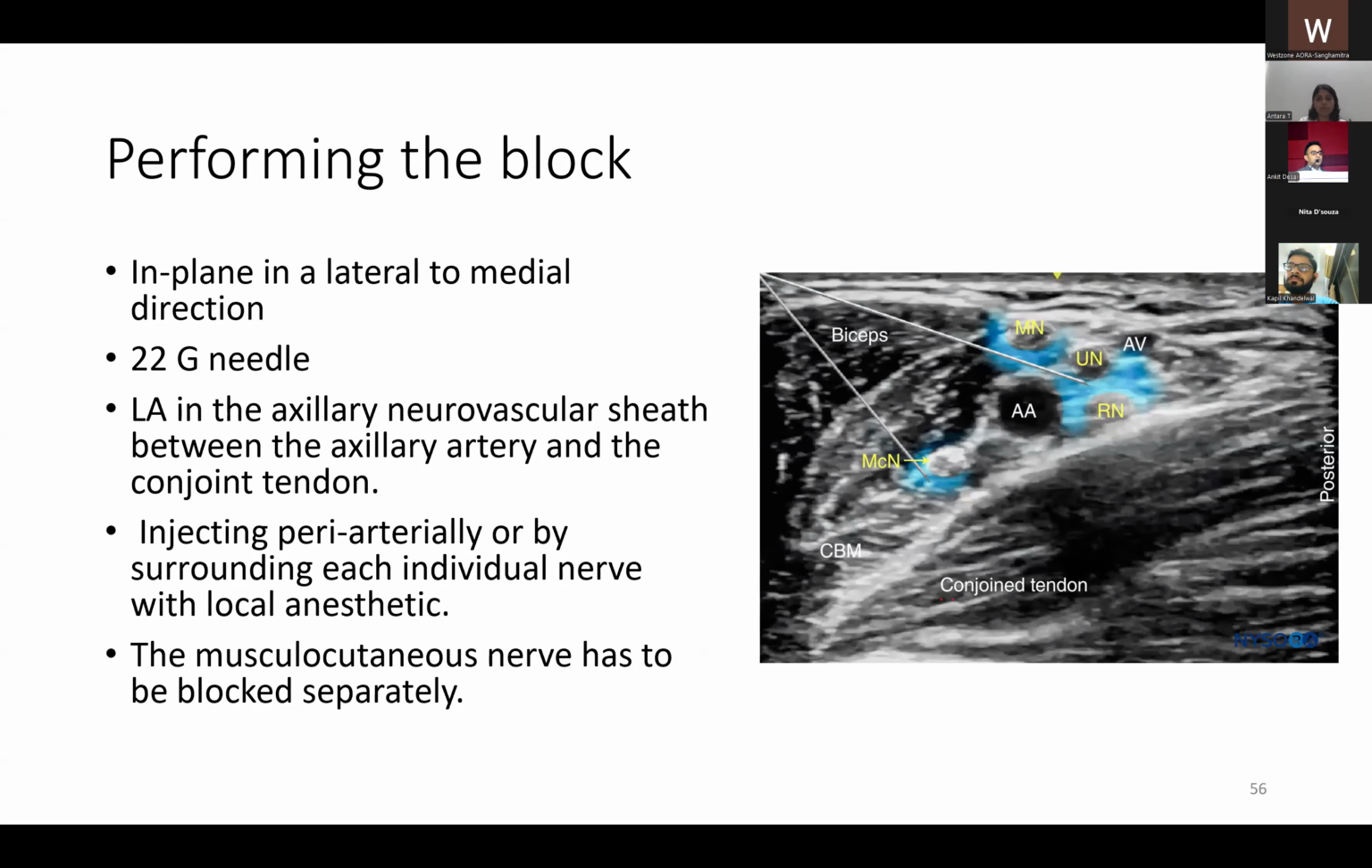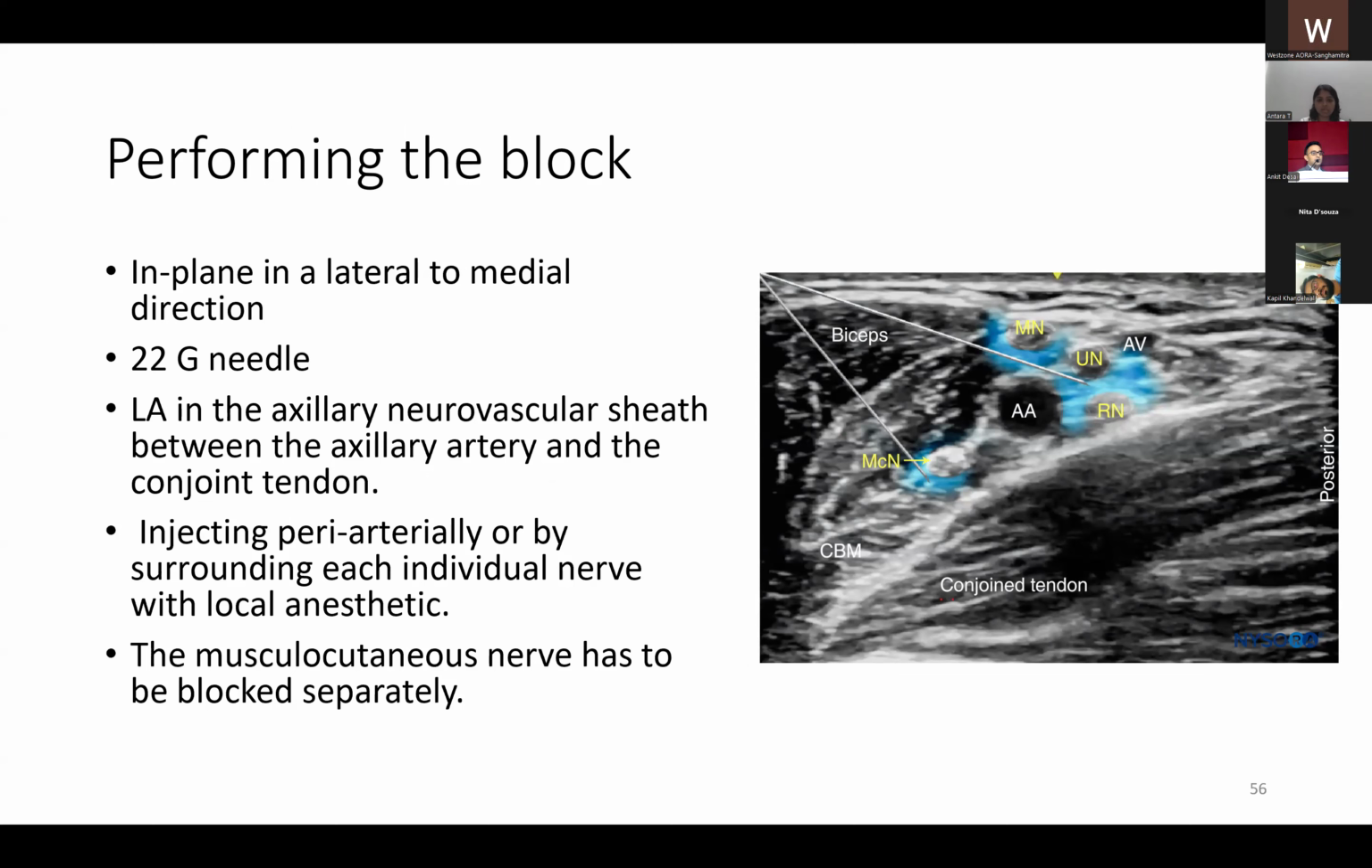While performing the block, the needle is introduced in-plane in a lateral to medial direction, and we use a 22 gauge needle. The local anesthesia spread should be in the axillary neurovascular sheath between the axillary artery and the conjoint tendon.